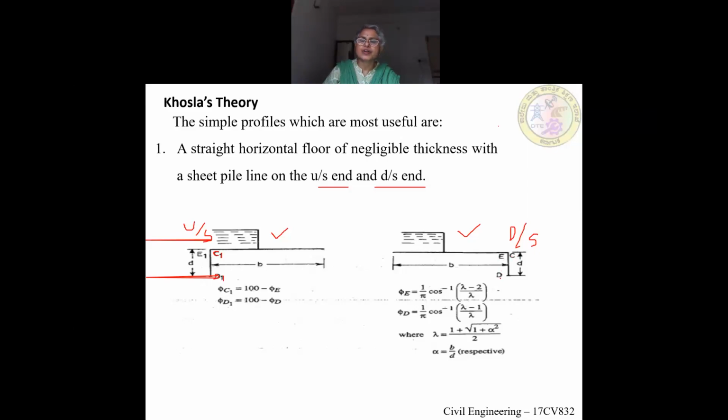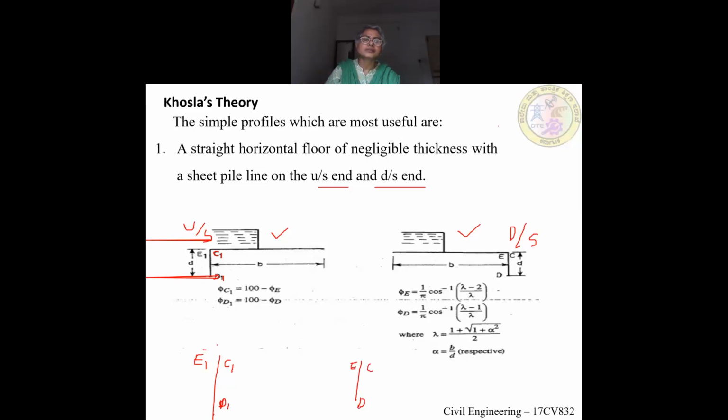The same procedure you have to follow. So you have to name it like this. So here, if this is a pile, this is your C1, at the bottom it is your D1. Sorry, D1, and here it is E1. And the downstream side also it is C, E, and D.